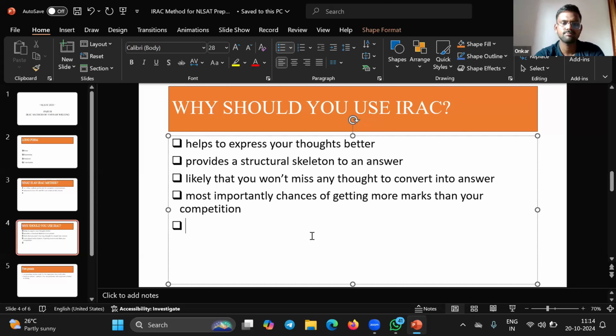And the last one, the most important addition of this method, is that there is a chance of you getting more marks than your competition. Remember, the NLSAT exam is all about competition. You have to score more marks than your peers. You have to do your best, and at the same time do better than others, so that you will get into this college. So most importantly, if you follow this writing method, there are more chances that you will get good marks.